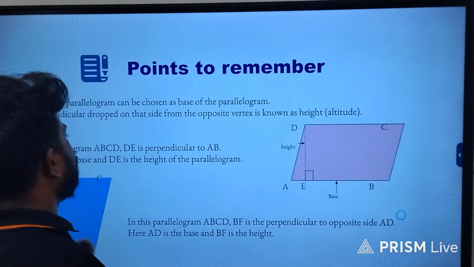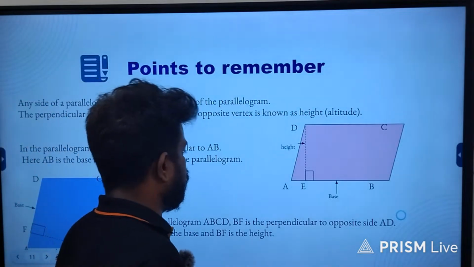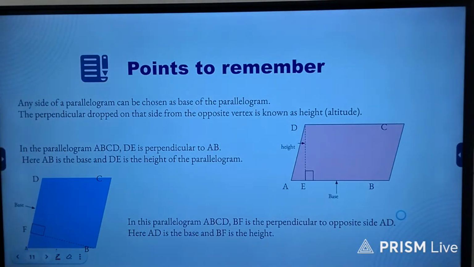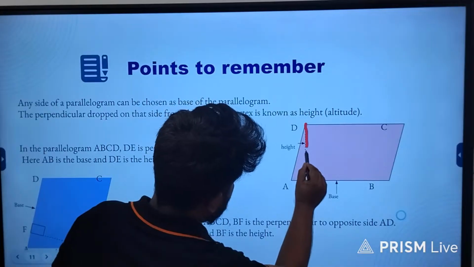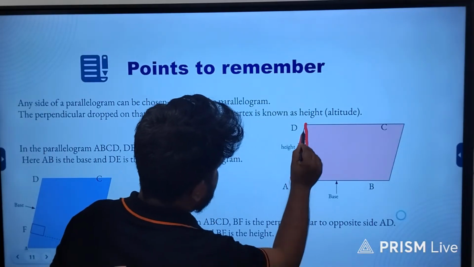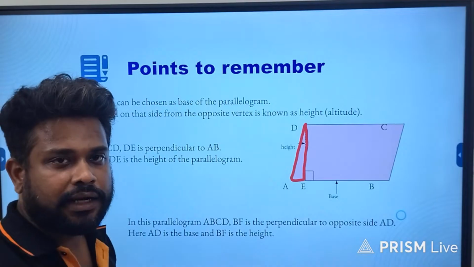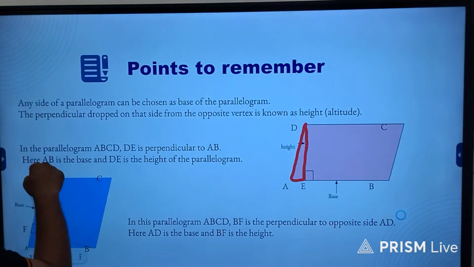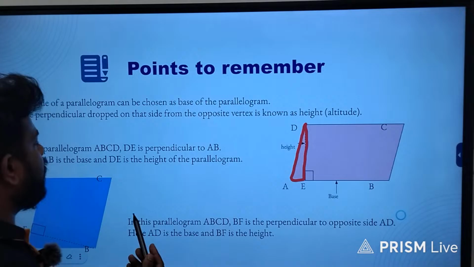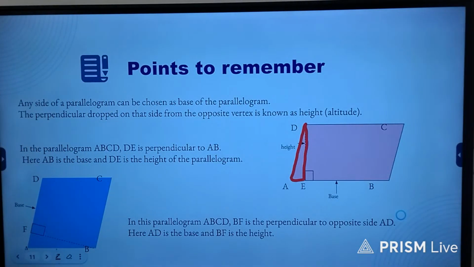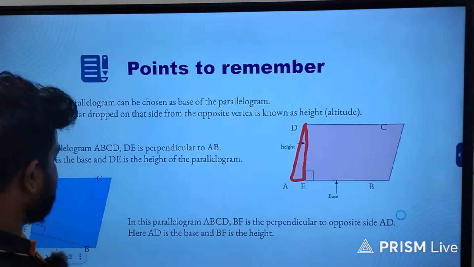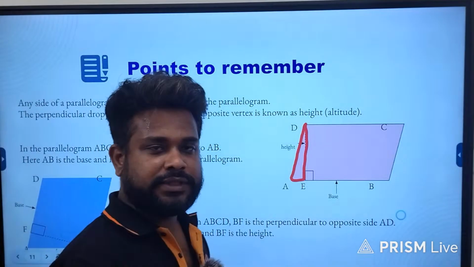Any side of a parallelogram can be chosen as a base of the parallelogram. The perpendicular dropped on that side from the opposite vertex is known as the height or altitude, like this part. This part will be known as the height, and this is a right angle triangle. So, in the parallelogram ABCD, DE is perpendicular to AB. Here AB is the base and DE is the height of the parallelogram. In this parallelogram ABCD, BF is the perpendicular to opposite side AD. Here AD is the base and BF is the height.